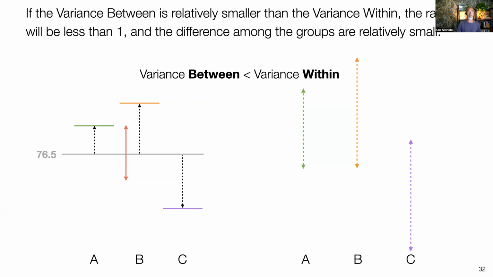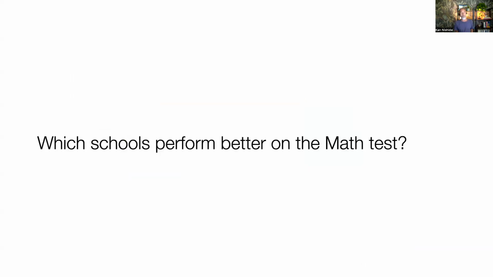A, B, C. Okay. So now we are asking which school performed better on the math test, and we can answer that question by calculating the ratio. If the ratio is huge, a bigger number, that probably means we are getting closer to significance. And if the ratio is small, then we should probably just ignore the marginal difference and so on. Okay, so that was one-way ANOVA that we covered last time.